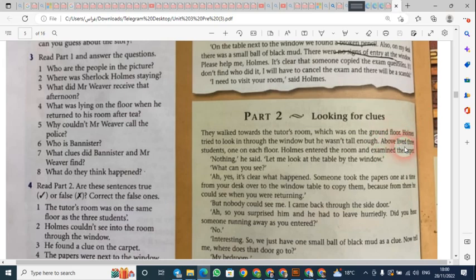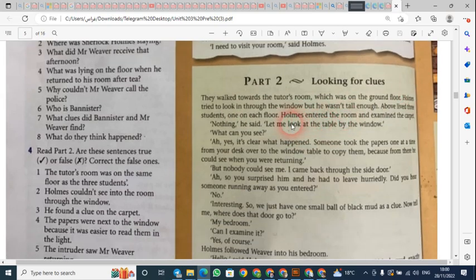Above lived 3 students, on each floor. Holmes entered the room and examined the carpet. "Nothing," he said. "Let me look at the table by the window. What can you see? Yes, it's clear what happened. Someone took the papers one at a time from your desk over to the window table to copy them. Because from there he could see when you were returning."